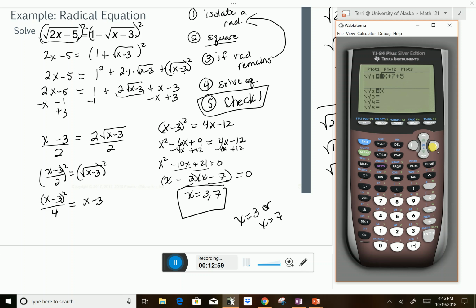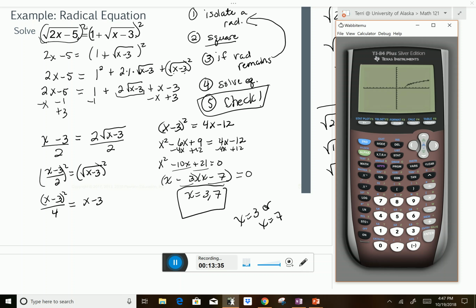y equals, okay, so this side is 2x minus 5. And this side is 1 plus the square root of x minus 3. So let's take a look at this. Let's just graph it. There's one of them.